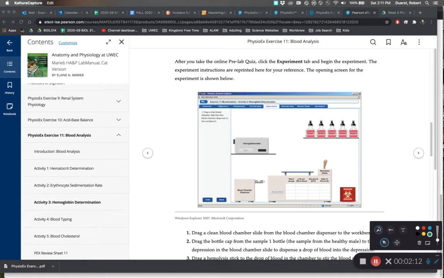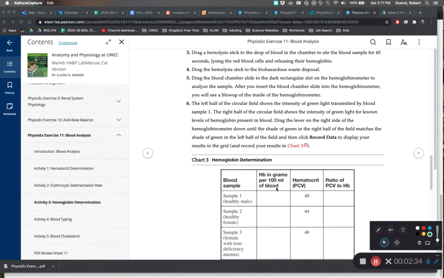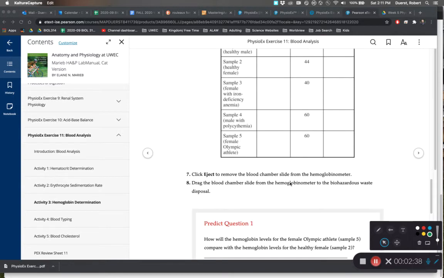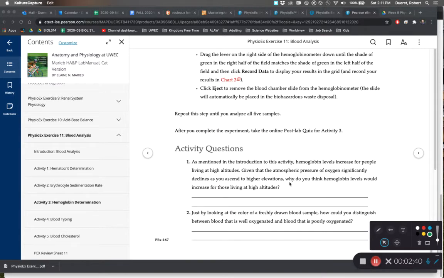As you worked through the experiment, this was your setup. You were to take a blood chamber dispenser or blood chamber, put it on the tray, take a drop of blood from the sample, put it in the tray, stir it up with a stick, and then dump it into the hemoglobin meter, and then record the intensity of the light. After working through your experiment, you were given a data table to fill in and some post-lab questions.